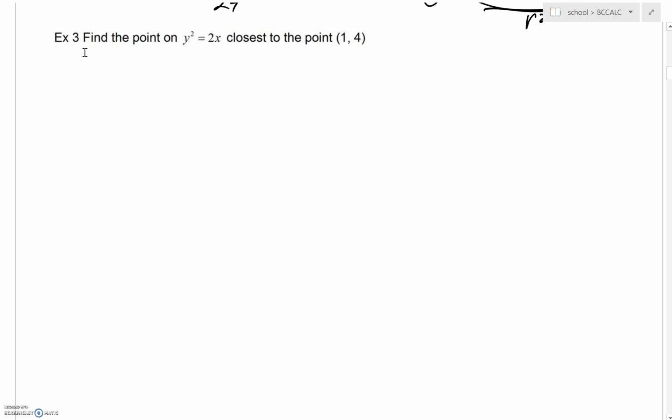Calculus BC 4.7 on optimization. We're dealing with our last example, example 3. And this is a problem where we're really going to review quite a bit.